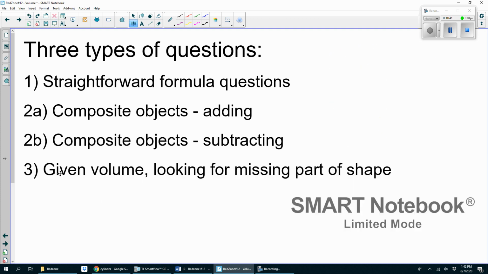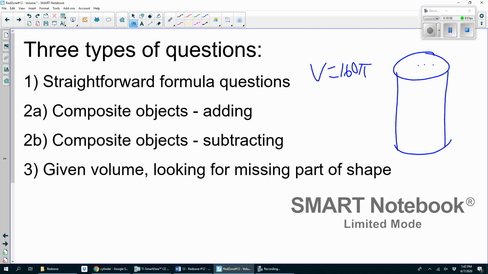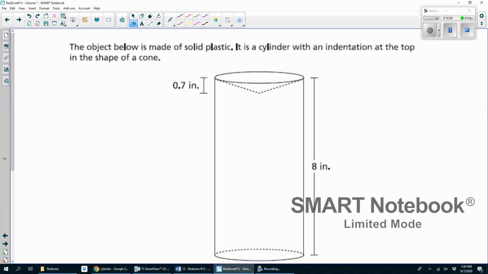And then the next type of question you're going to see is when they give you the volume of an object and you need to find one of the missing parts. So if we go back to that cylinder and they tell you the volume of the cylinder is 160 pi, the radius is 4, and we don't know the height, that's the fourth type of question when we're looking for one of the measurements. All right, let's jump into these questions. We'll go through them, and then you can reach out with questions or join us live.